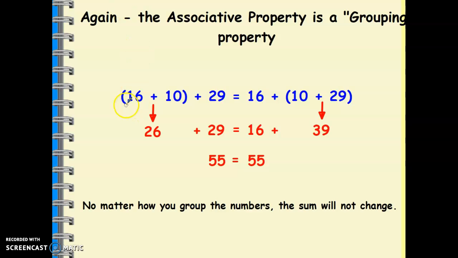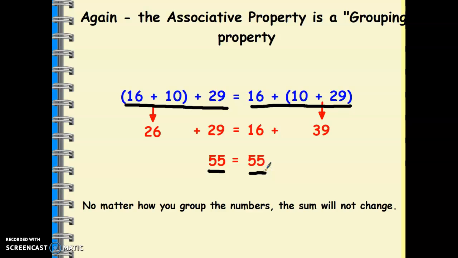So again, for the addition, here's my original problem. 16, 10, 29. And if I look here on the right, 16, 10, 29. What you should notice is, again, the grouping. On the left side here, we have the 16 and the 10 grouped together. On the right side, we have the 10 and the 29 together. But as you can see, the problem worked out here. Parentheses do come first in the order of operations, so we would perform that first. So you get 26, and then we add on 29, and you get a final answer of 55. Now, when you look on the right-hand side, you still do the parentheses first, and you get 39. When we add it to 16, we still get 55.